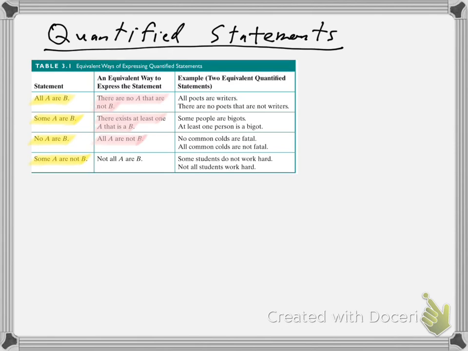Not all A are B is the same as some A are not B. So these are equivalent. Some students do not work hard means that not all students work hard. They're giving you some examples with actual statements. The reason it's called quantified is because they're speaking about, in a sense, numbers of things.